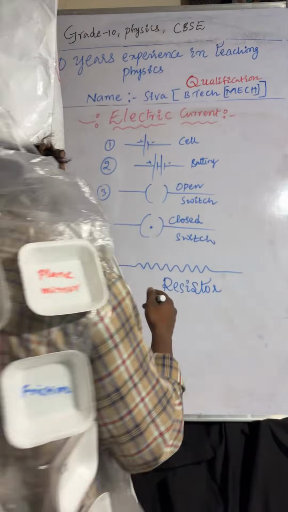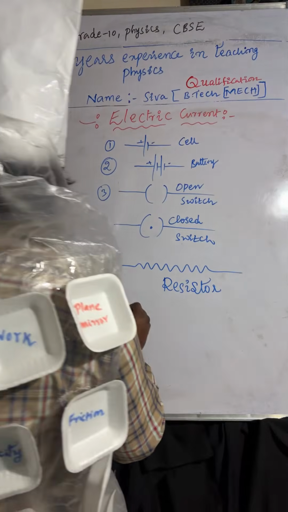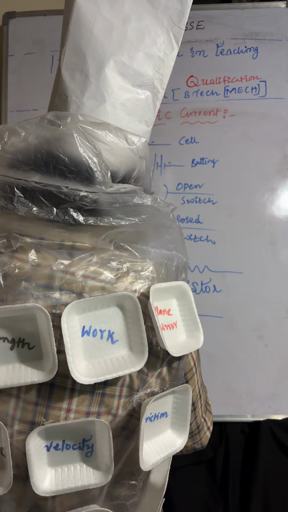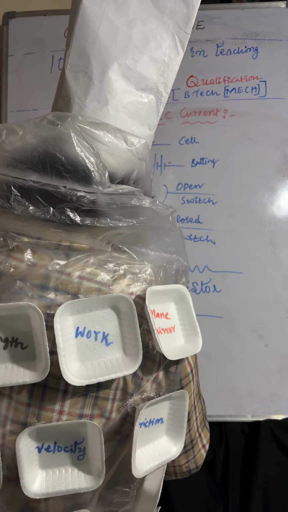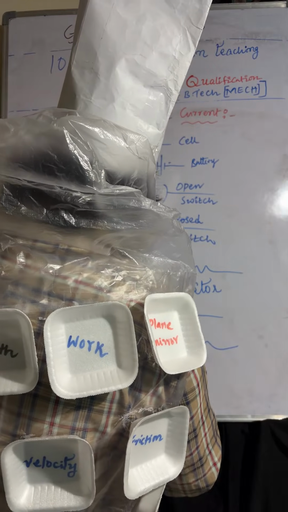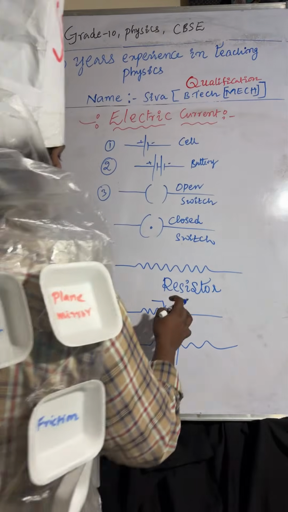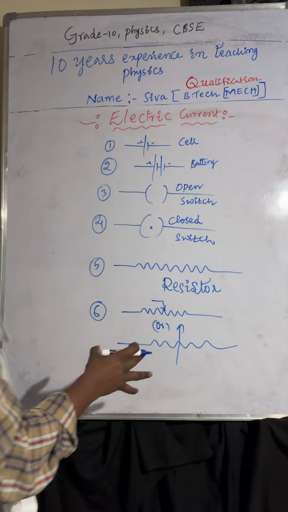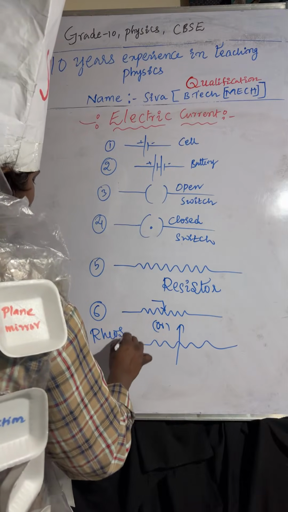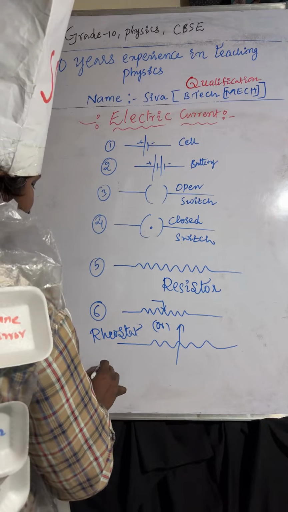Okay. So next one, rheostat. Rheostat is like this. This is the rheostat. So either you can draw like this or you can draw like this also. Understood? Either this way or this way we can write. This is the rheostat. Understood or not? And coming to the seventh one.